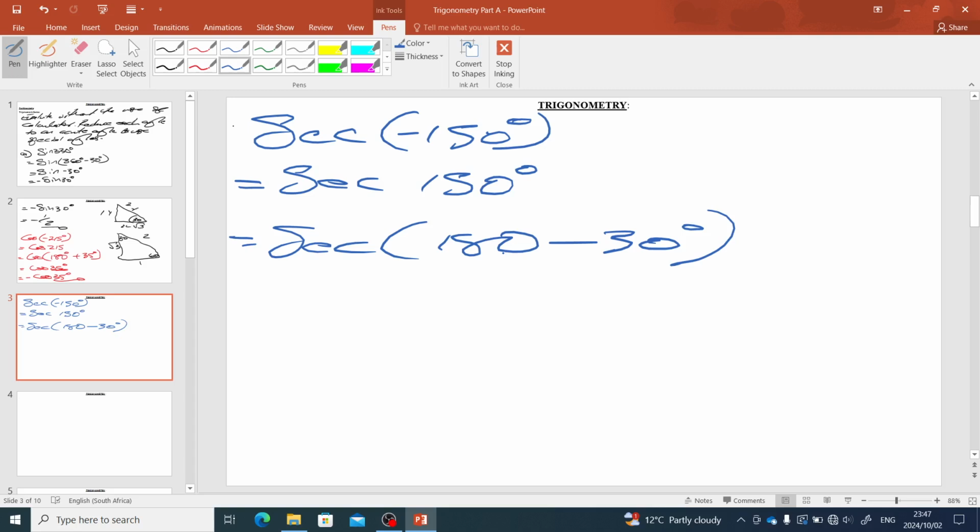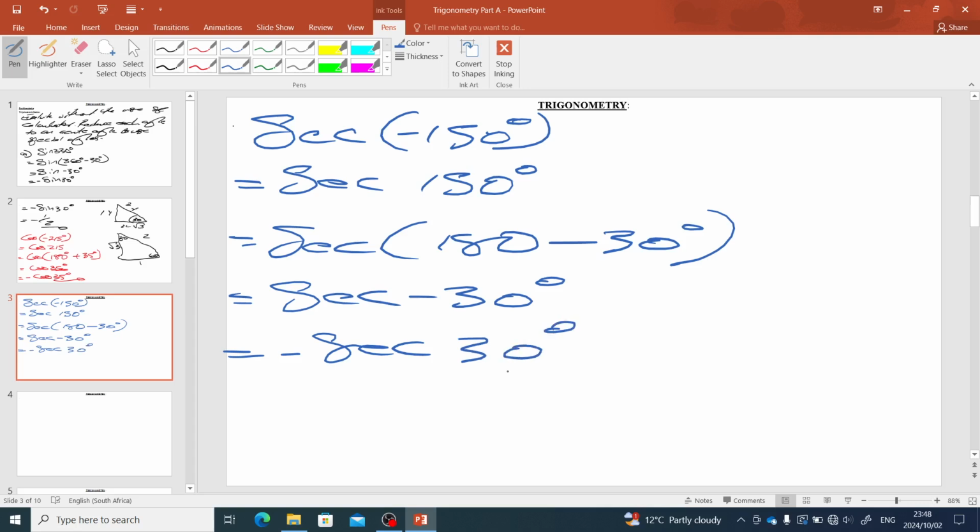180 minus, okay? It's on your 90 plus or 180 minus. It's on your second quad. Then on your second quad, we know that sine is positive. It means here we're having sec negative 30 degrees. Then sec negative 30 degrees using the negative identities will be negative sec 30 degrees.